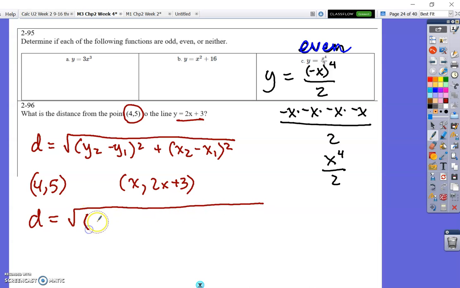So we will have y2, so 2x plus 3 minus 5 squared plus x2 minus x squared. So I want you to clean it up. You want to add these together, square it out, see what happens. I bet you screw up, but that's a good hint. It gives you some place to start. Maybe you won't screw up. Surprise me.